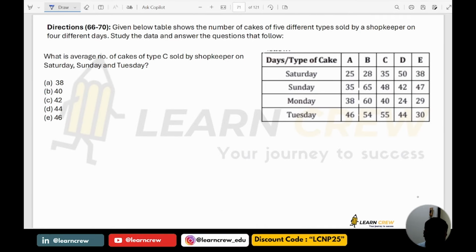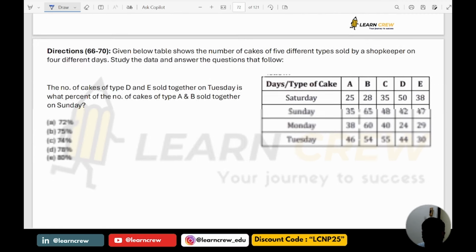What is the average number of cakes of type C sold by the shopkeeper on Saturday, Sunday and Tuesday? So it is 35 plus 48 plus 55 divided by 3. The sum together is 138. 138 divided by 3 is 46. So the answer is 46. Now next.